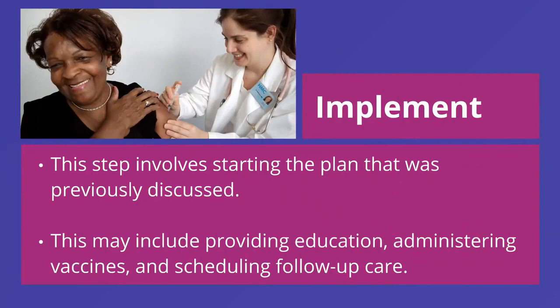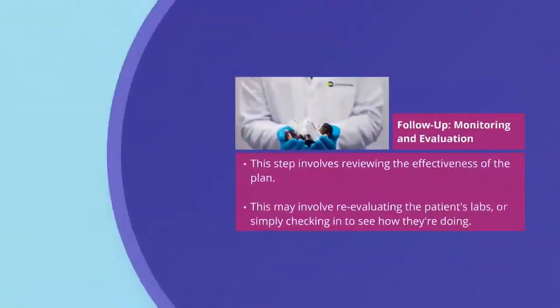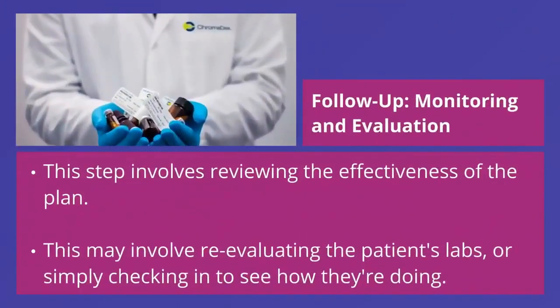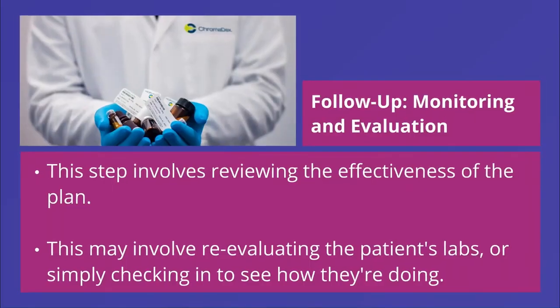Then we have implement. So this step involves starting the plan that was previously discussed. So this may include providing education, giving vaccines, or scheduling follow-up care for the patient. Finally, we have follow-up, which is monitoring and evaluation. This step involves reviewing the effectiveness of the plan. This may involve reevaluating the patient's labs or simply checking in to see how they're doing.